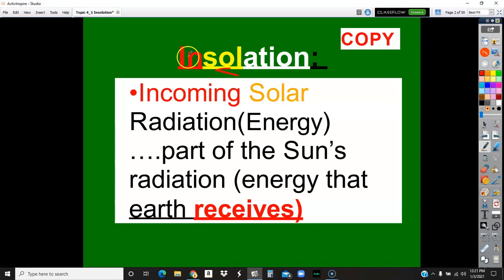So insolation, breaking it down into 3 parts. The in means incoming, what the earth receives. Sol is solar, sunlight. And then ation is radiation, which is energy. Anything radiation has to do with energy. So insolation is the energy that we receive from the sun. That's all it is. The energy that we receive from the sun. Insolation.